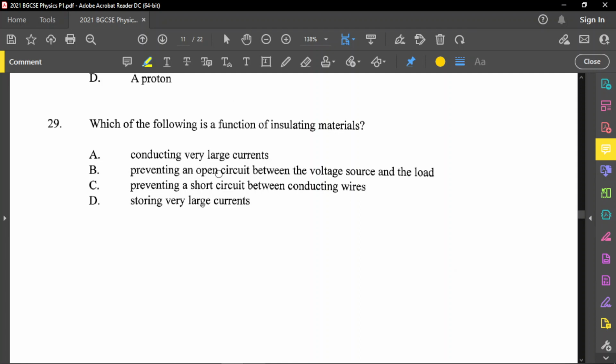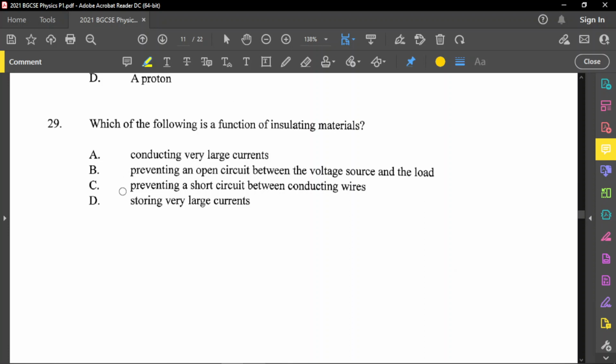Option B, saying that preventing an open circuit between the voltage source and the load, is not true at all. If you put an insulator between something, you're going to stop the current from flowing. So actually, it will cause an open circuit. Say you put a piece of paper between a switch so that it cannot close, or current cannot flow through the wires. Then yeah, that will actually create an open circuit.